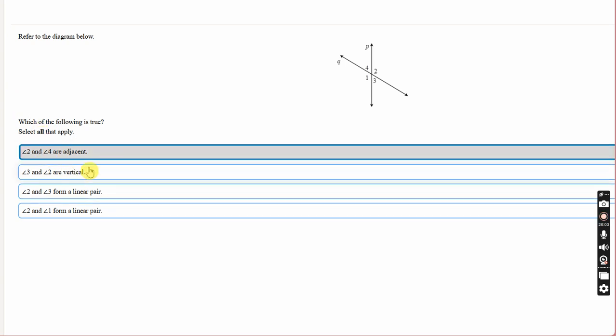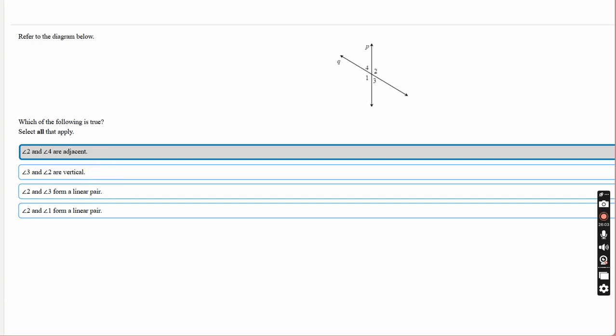The next one, angle 3 and 2 are vertical. So angle 3 and 2 are not vertical because they're not opposite each other, right? So I'll tell you which are vertical: 1 and 2. 1 and 2 are vertical, but 3 and 2 are not vertical. So we're not going to choose that.